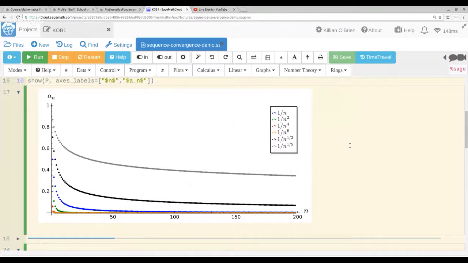The ones above the line are, here we've got 1 over the square root of n, here we've got 1 over the 5th root of n. And this picture is suggesting that, well, they're all decreasing sequences.